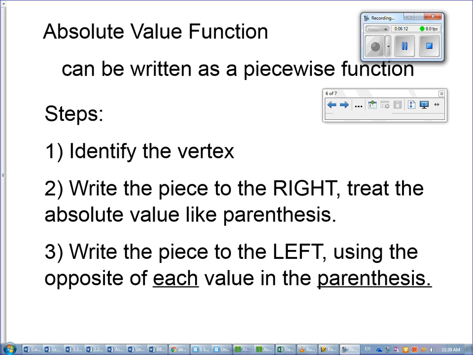So to turn an absolute value into pieces, you have three steps. First, you need to identify the vertex of the absolute value function. Then you're going to write the piece to the right, and you're going to treat the absolute value just like parentheses. Then you're going to write the piece to the left of the vertex, and anything that was in those parentheses, you're going to take the opposite of each of those values. So let's look at an example.